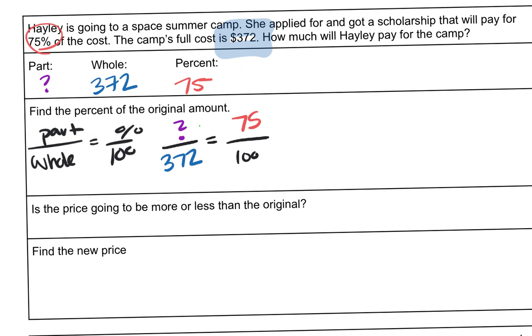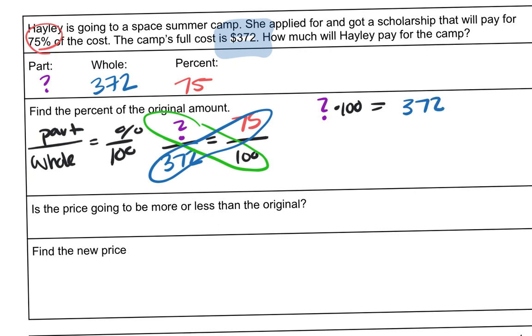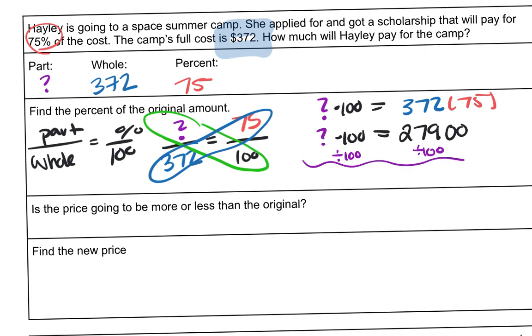Then we cross multiply. Question mark times 100 equals 372 times 75. I do the multiplication that I can. 372 times 75 is 27,900. To get the question mark by itself, I need to get rid of the times 100. I do that by doing the opposite, which is dividing by 100.